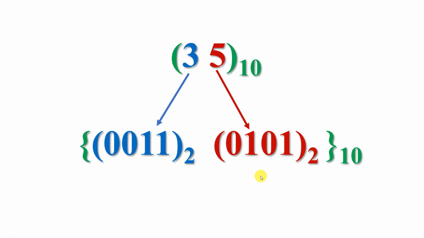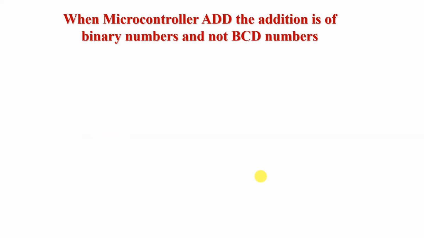So let us try to understand the addition process also of the BCD numbers. So when microcontrollers add numbers, they will add in binary only. They will not add in BCD. So you have to make corrections to convert the result from binary form to BCD form. Let us see what are the challenges and how we can overcome them.